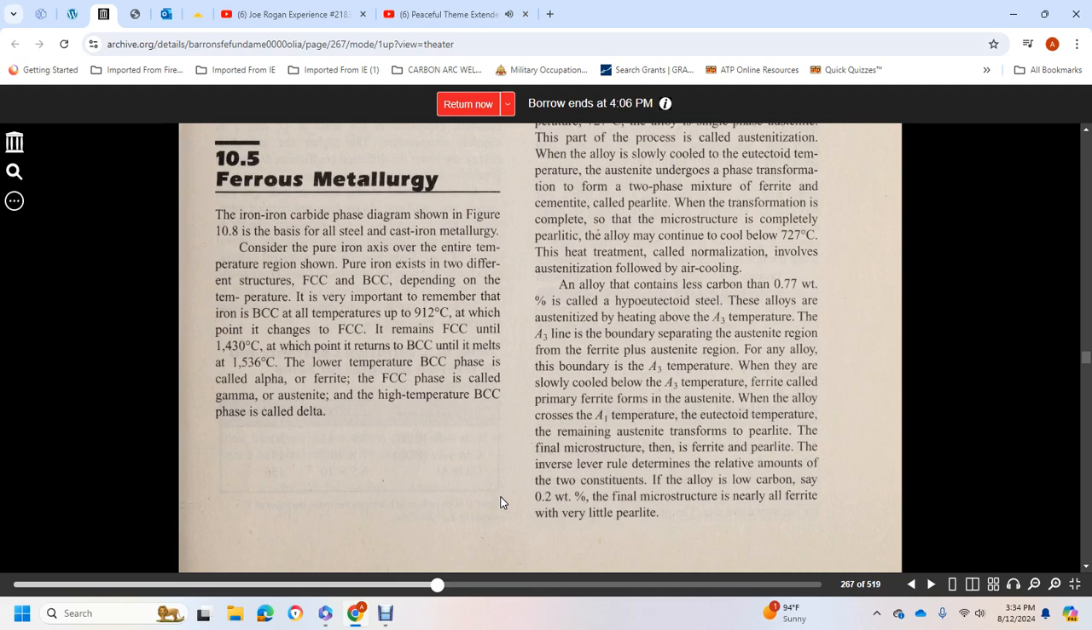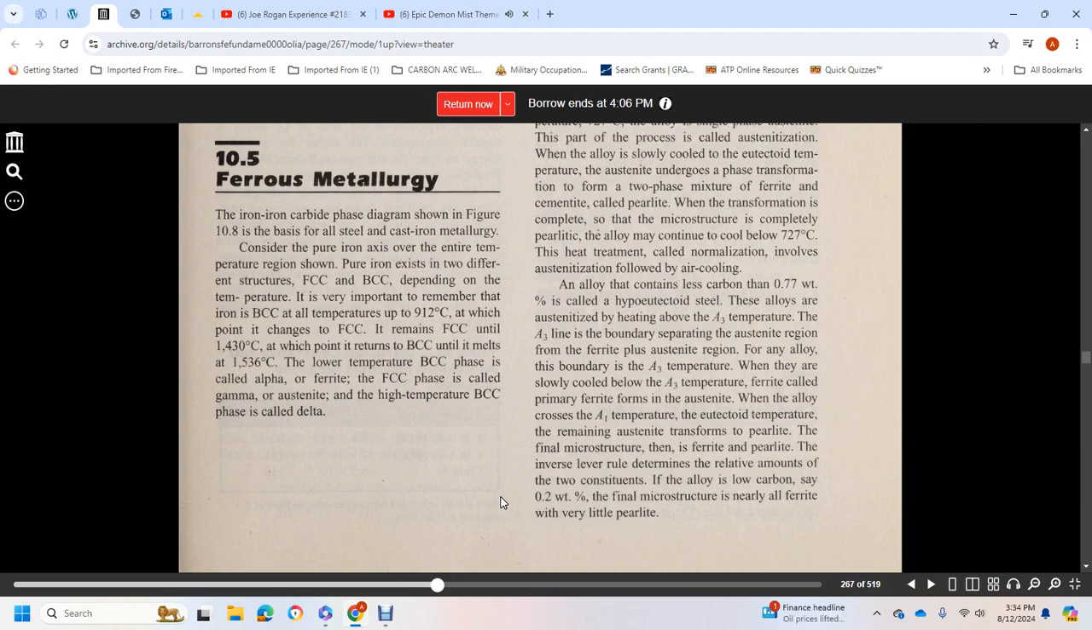The A3 line is a boundary separating the austenite region from the ferrite plus austenite region for an alloy. When the alloy is slowly cooled below the A3 temperature, ferrite, called primary ferrite, forms in the austenite. When the alloy crosses the A1 temperature of the eutectoid, the remaining austenite transforms to pearlite, with the final microstructure being ferrite and pearlite. The inverse lever rule determines the relative amounts of the two constituents.